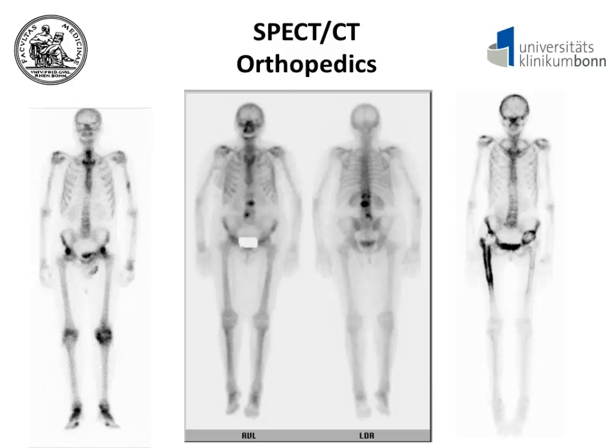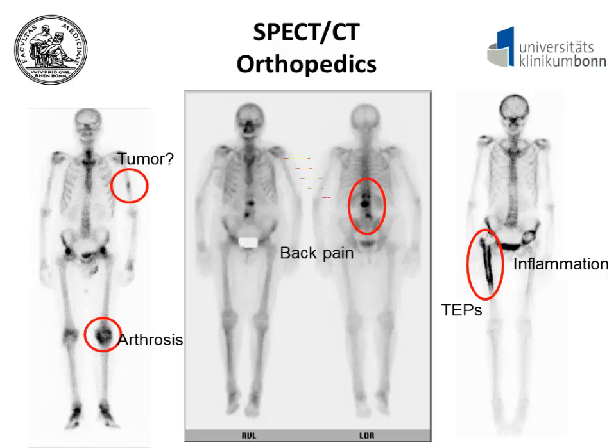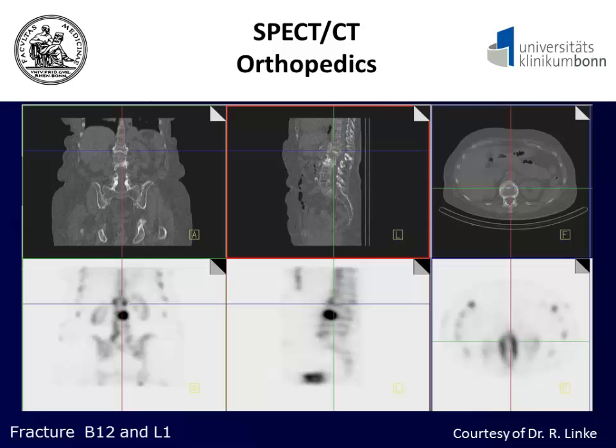SPECT CT in benign bone diseases. Actually, my colleague is going to speak about orthopedic SPECT CT this afternoon. It is just to warm you up for this session. Bone scintigraphy, as I said, has a very good sensitivity, but the specificity is not very high. You see a lot of accumulation, but often you cannot evaluate this accumulation.